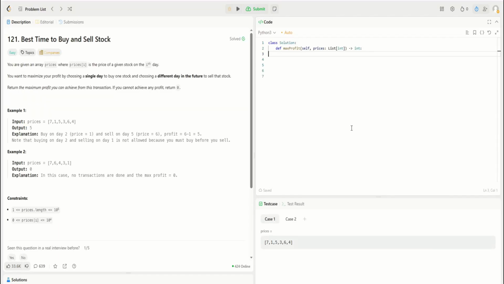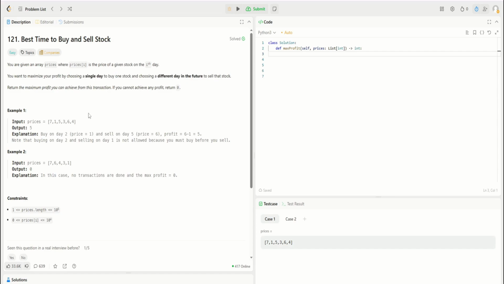Today, let's talk about a programming question: Best time to buy and sell stock. The question is literally asking: you are given an array of prices, where prices[i] represents the price on the ith day. And then you want to maximize the profit by choosing a single day to buy and a different day in the future to sell the stock.